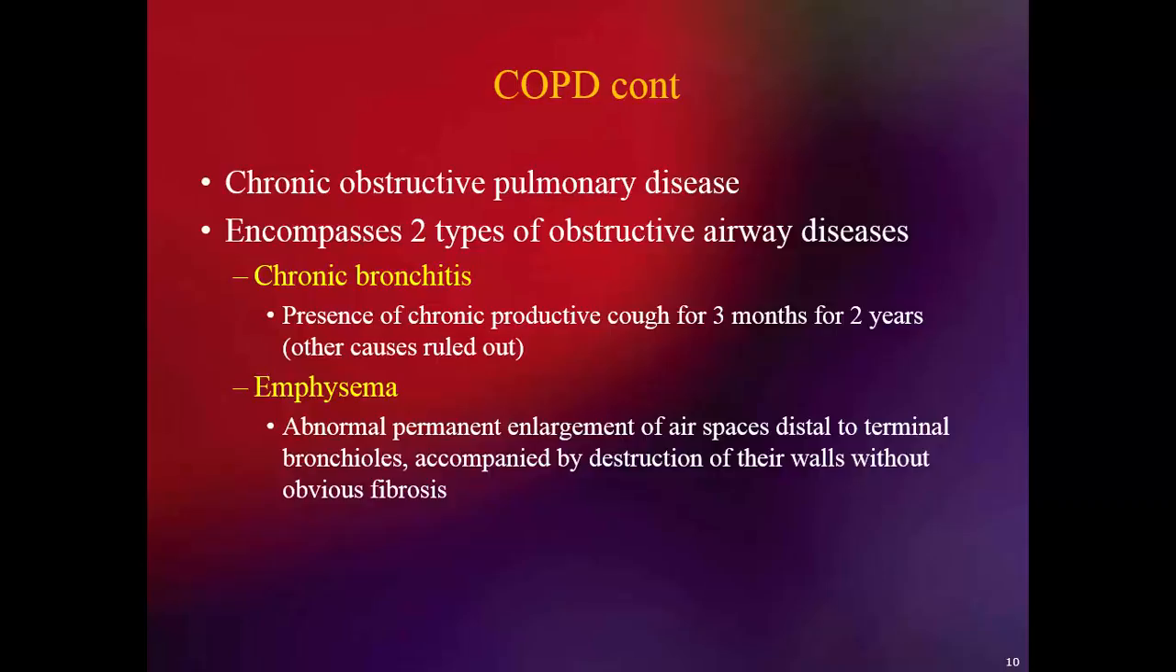With emphysema, they will have abnormal permanent enlargement of air spaces distal to terminal bronchioles. This is accompanied by destruction of their walls without obvious fibrosis. The alveolar wall destruction will cause the alveoli and air spaces to enlarge, and this will affect their gas exchange. That's where your gas exchange takes place.